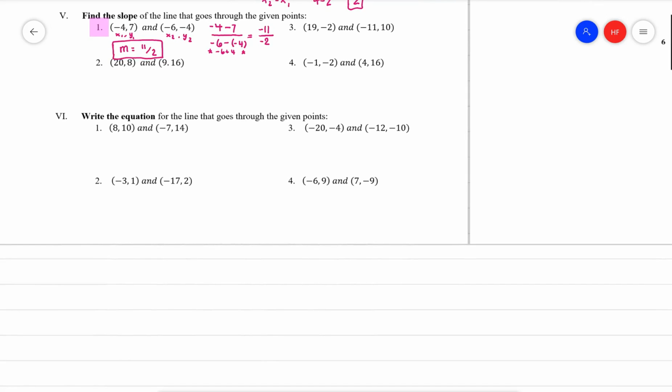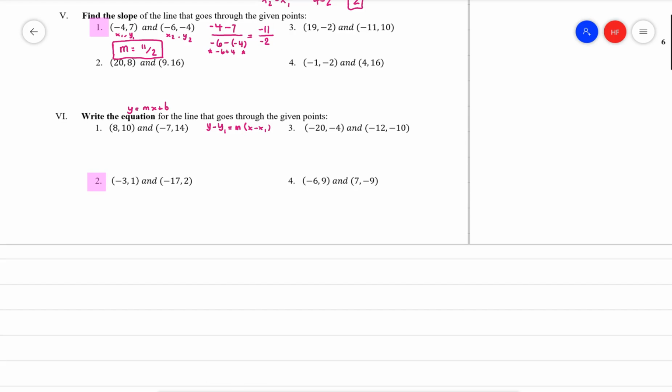Now on section 6, it says write the equation for the line that goes through the given points. So on 5, we were finding the slope, and that was it, we were done. But on section 6, we're going to write the equation, which means we need a whole equation as y equals mx plus b. When we're given 2 points, we'll use y minus y1 is equal to m times x minus x1. And then we will convert that to slope-intercept form. So I'm just going to pick a random one. I'm going to do number 2.